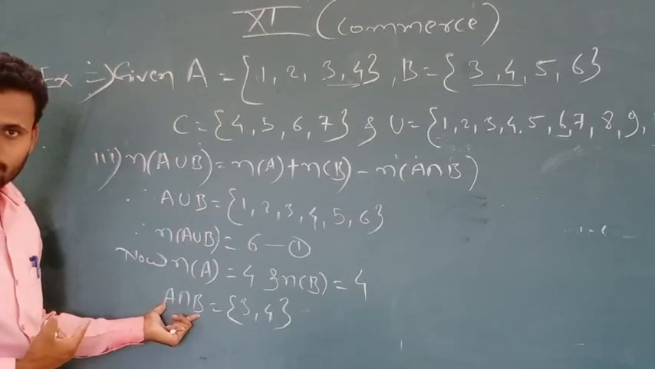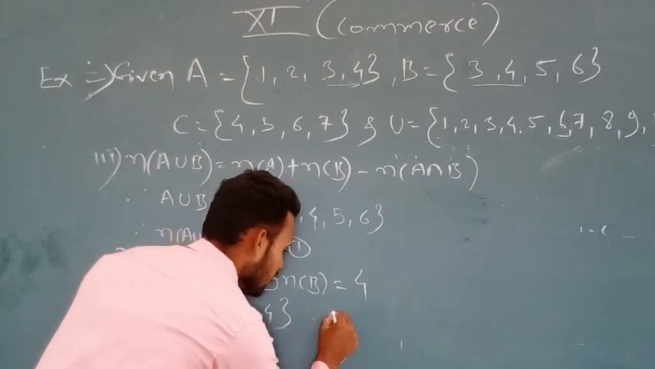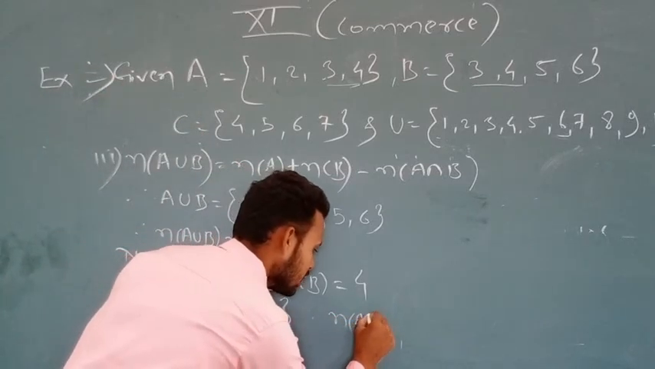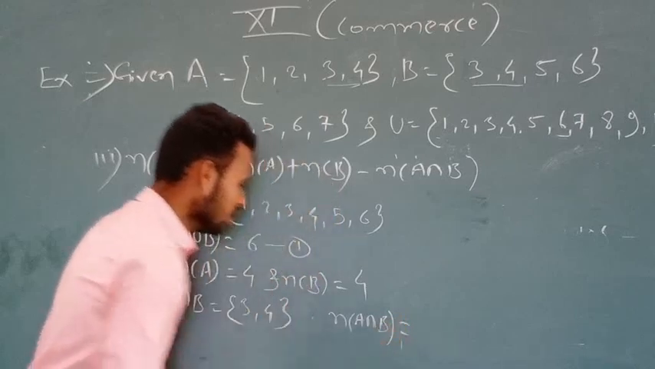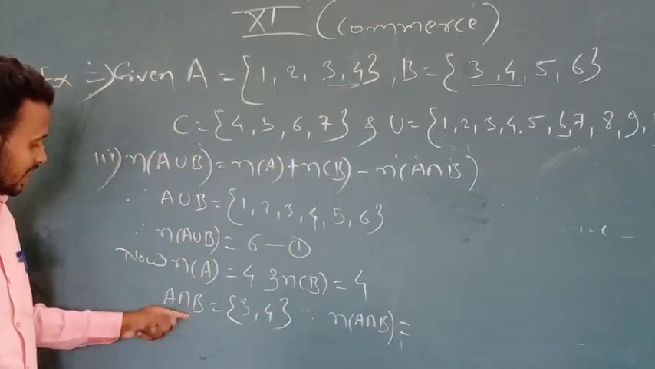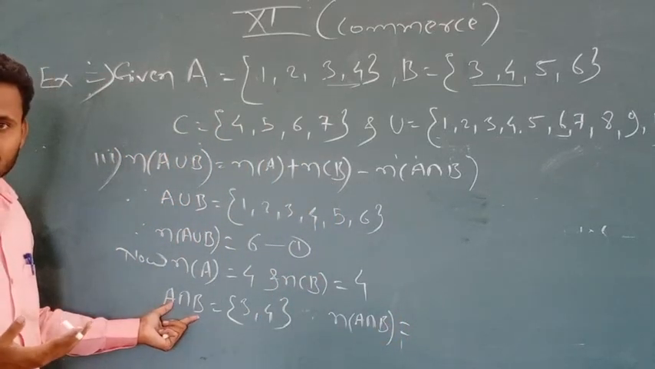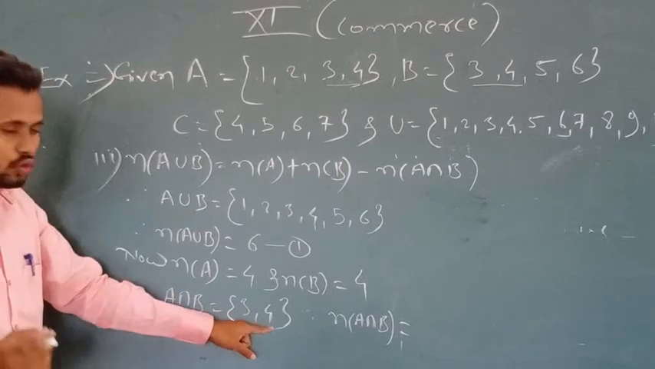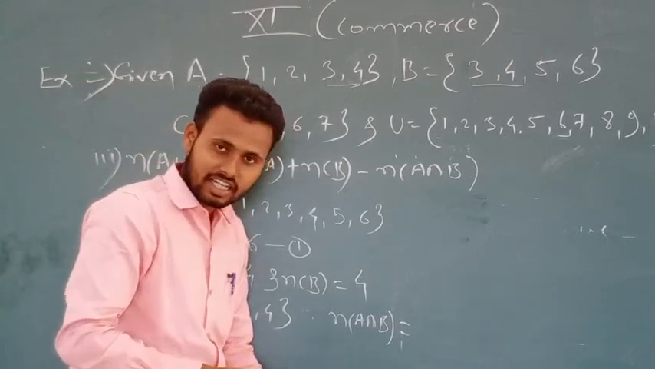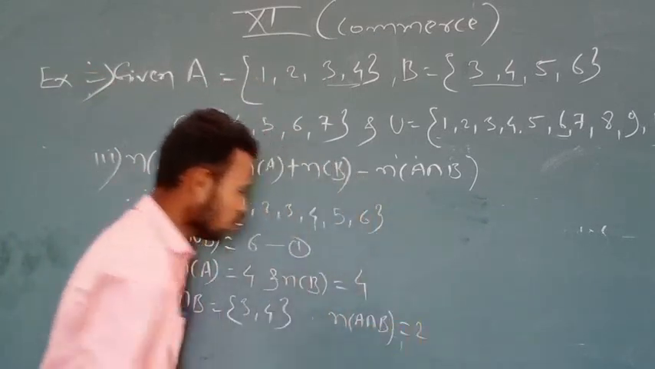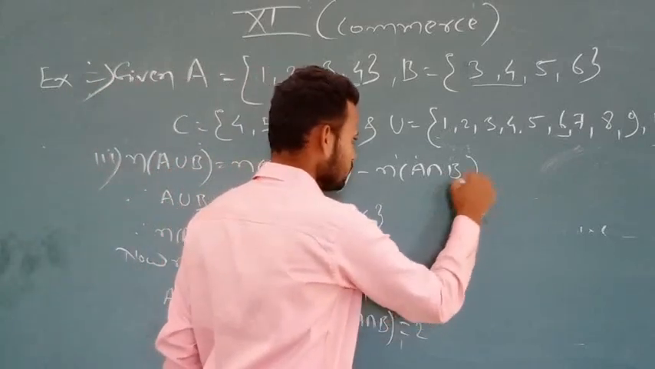Next, we want n of A intersection with B, which means the number of elements in set A intersection with B. How many elements are in set A intersection with B? There are 1, 2, only 2 elements. Therefore, its cardinality is 2.